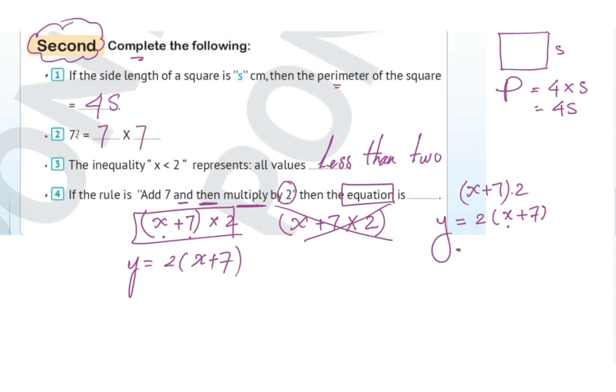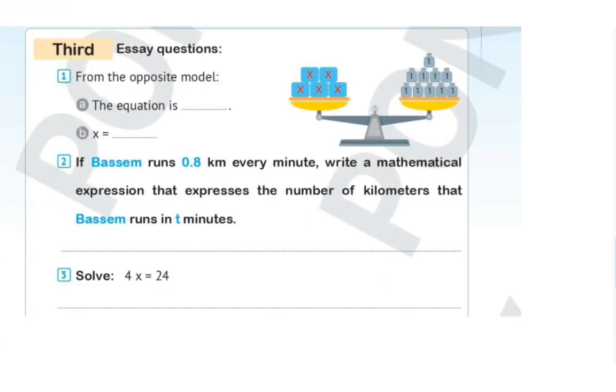Now go to the third question, say problems. Question number 1, from the opposite model. Okay, we have here a scale. What's the equation here? We have two pans. The first pan has 5x, so 5x equals the next pan: 1 2 3 4 5 6 7 8 9 10, equal 10. This is the equation. Now x equals what? We need to find the value of x.